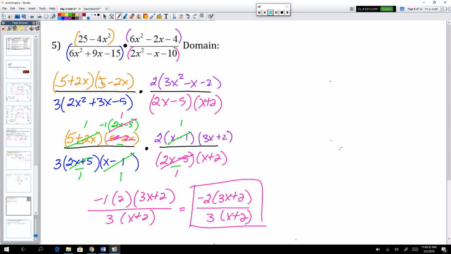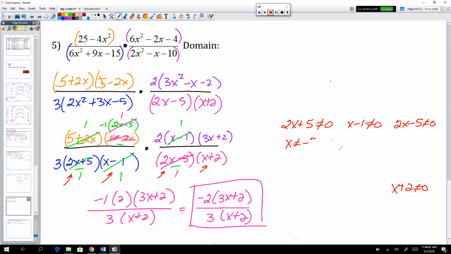Now let's go back and look at where we could have had problems with x values causing a 0 in the denominator. I will go look at all the different factors when we had them finally factored, and notice that all of those things cannot equal 0. 2x minus 5 cannot be 0, and then x plus 2 cannot be equal to 0. So those are all the things that could cause trouble.